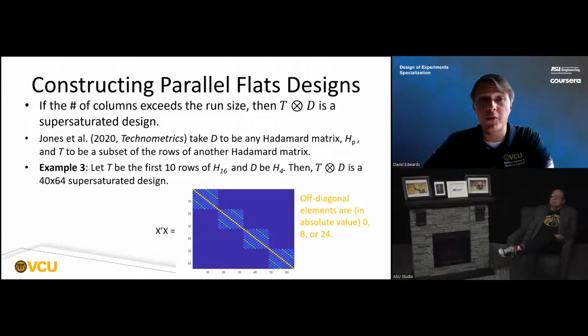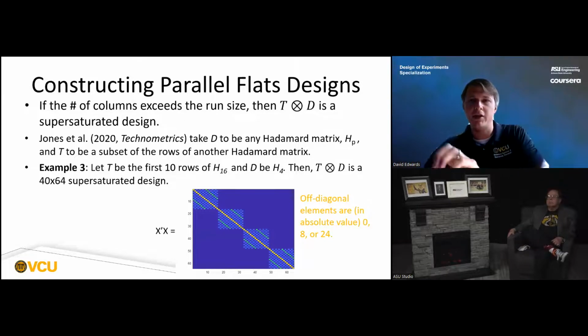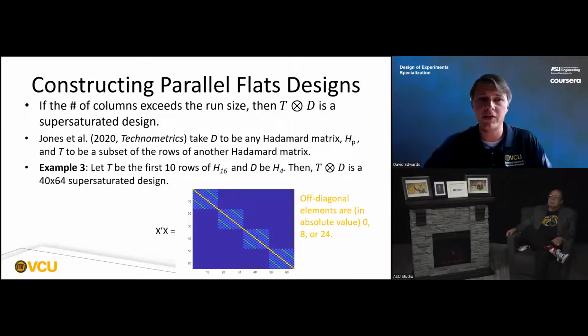If you want to create a supersaturated design this way, you could. And this was the essence of that paper from 2020. They made supersaturated designs, which means more columns than you have rows. And so here's another example of that. Let T be the first 10 rows of H16 and D be H4. When you take T Kronecker D, you get a 40 by 64 supersaturated design. And you see that block diagonal structure there when you look at the information matrix.